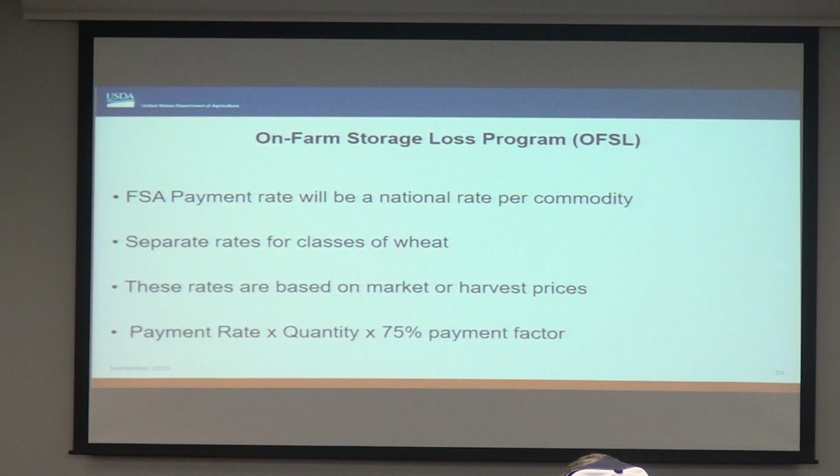And the payment rate, there's FSA national payment rates for the different commodities, and these rates are based on marketed and harvested prices, and then it's going to be the payment rate times the quantity of the commodity times 75% payment factor.